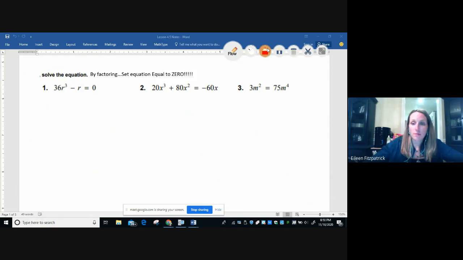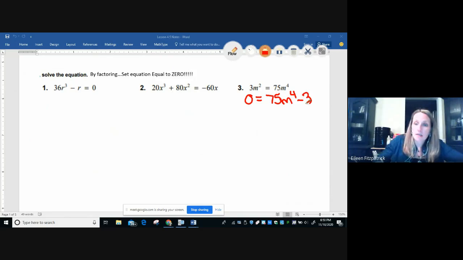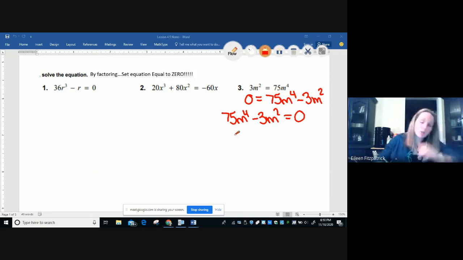Let's move on to problem number 3. Okay, so still setting equal to 0. I like to factor with the positive lead coefficient, and since my 75m to the 4th has the highest exponent, I'm going to subtract the 3m squared to the other side. So I have 0 equals 75m to the 4th minus 3m squared. Now, if you want to rewrite it as 75m to the 4th minus 3m squared equals 0, you absolutely can. Okay, so you're still looking for the GCF to start.